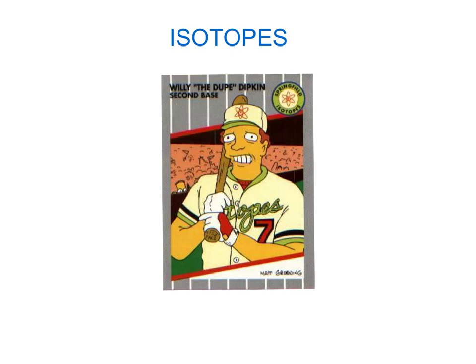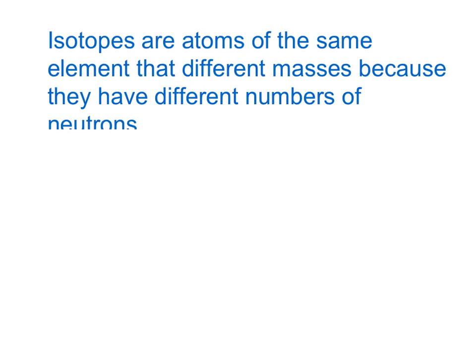Okay, do you give up? I'll tell you what an isotope is. Isotopes are atoms of the same element that have different masses because they have different numbers of neutrons. And sorry, I have a typo here in my text, but isotopes are atoms of the same element that have different masses because they have different numbers of neutrons.